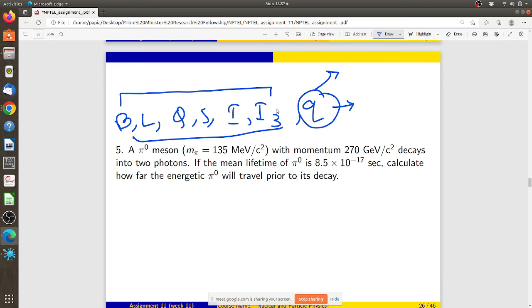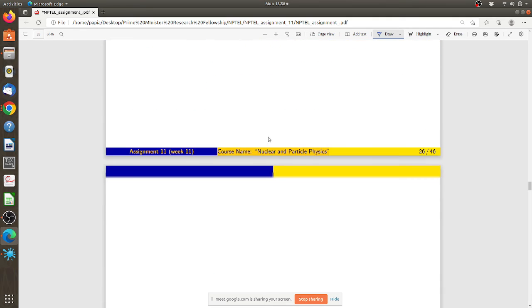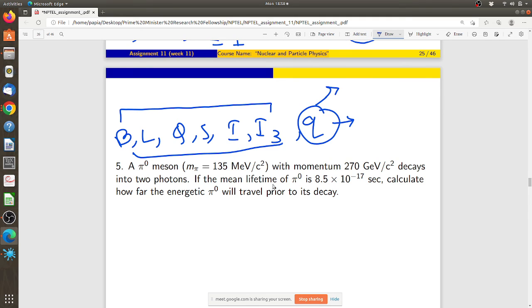Okay. So the question is like this: a pi zero meson has a mass of 135 MeV by c square, given with a momentum. I think we should discuss this question in the next class because the time is over. I am just leaving this question for you. If you can do it yourself, then it will be very good, or if you can't, then we will discuss it in the next class, because right now we are going to take some simple multiple choice questions.